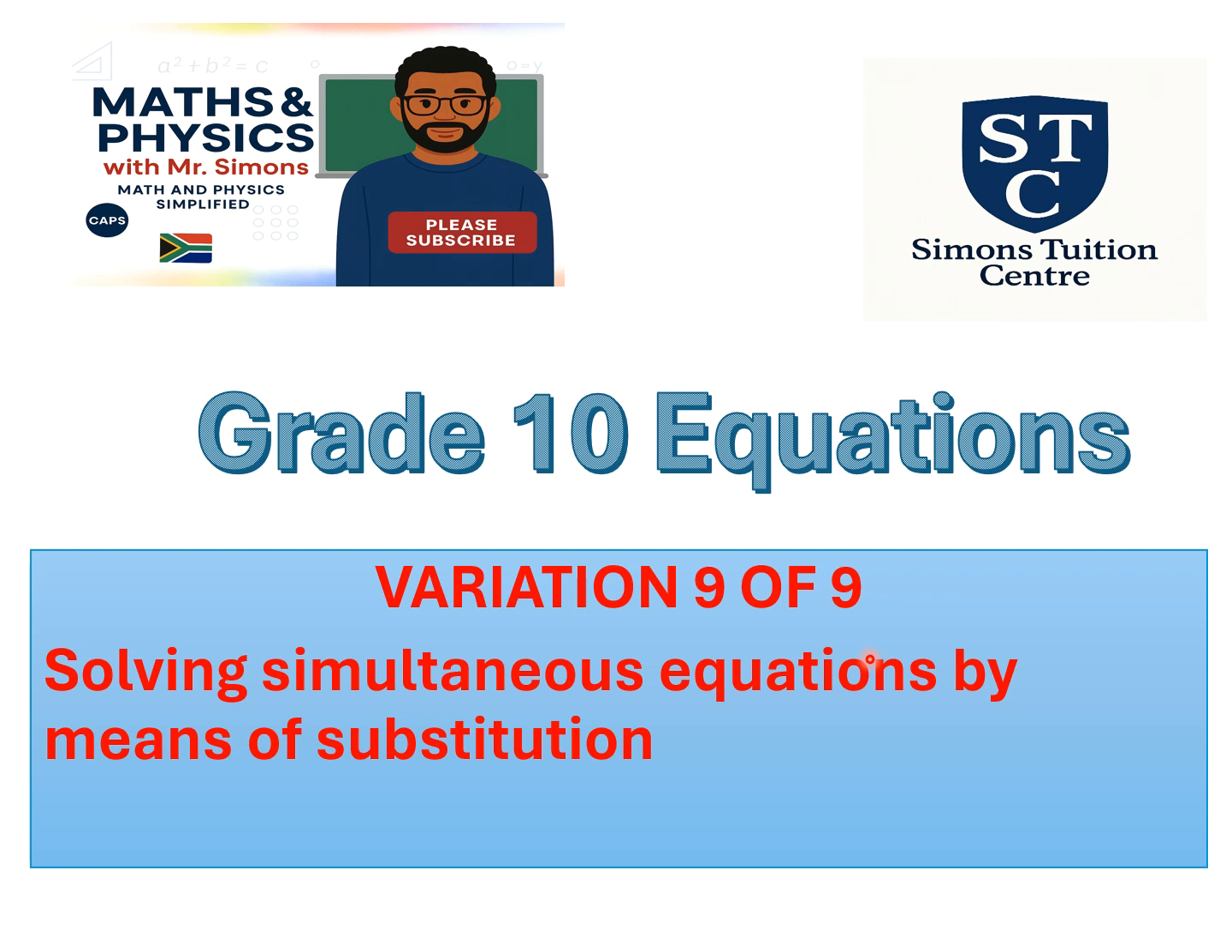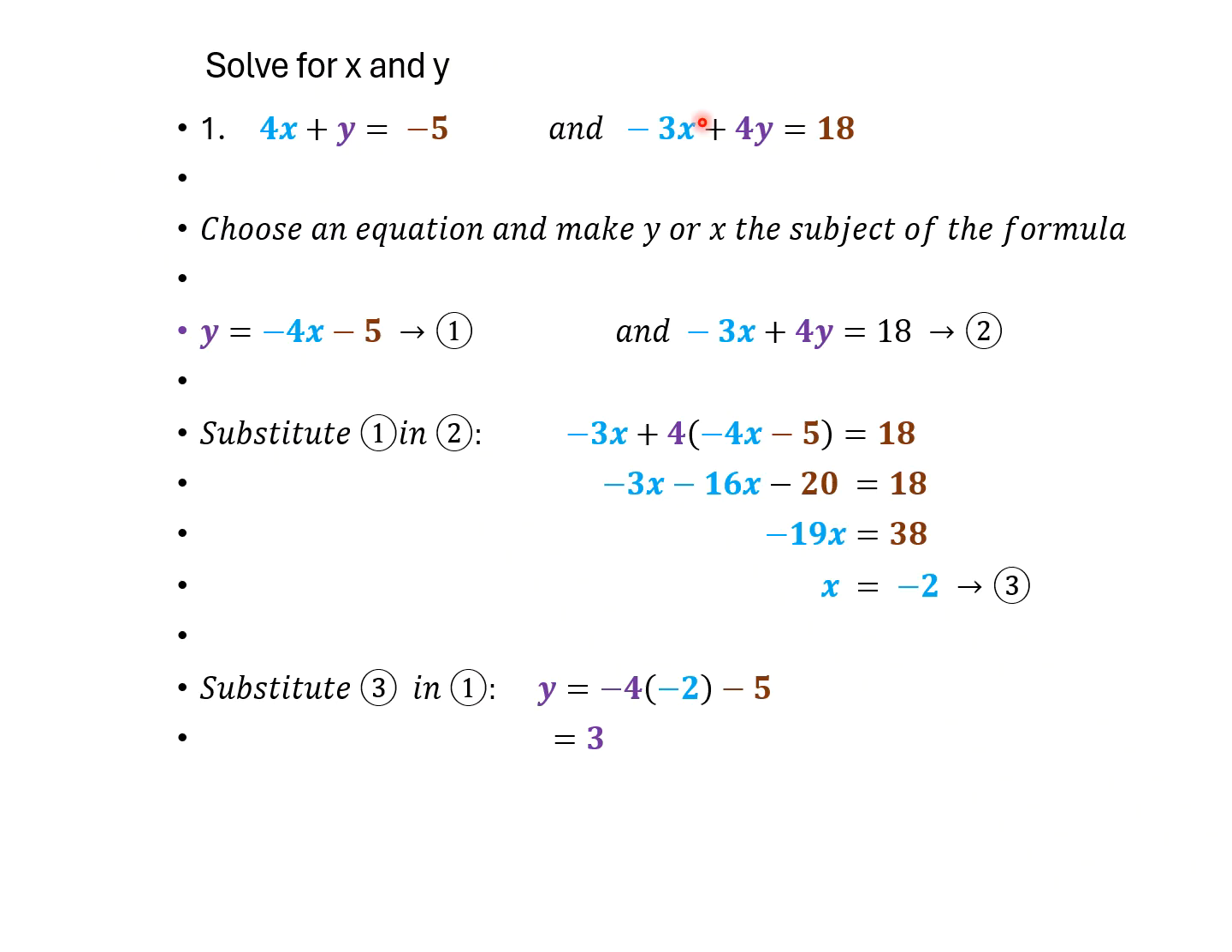So for grade 10, we're busy with the basics. Let's look at the first problem. Solve for x and y. Whenever we have two unknowns, we solve simultaneously. You will see there are a lot of simultaneous equations, even in physical sciences and in chemistry. So 1, we've been given 4x plus y equal negative 5, and we have minus 3x plus 4y equal 18.